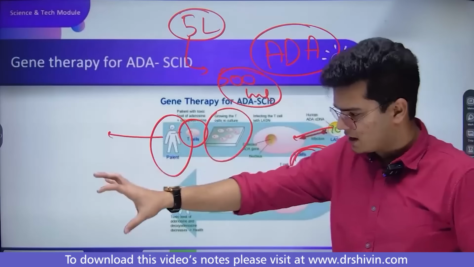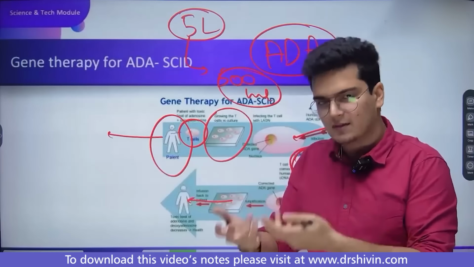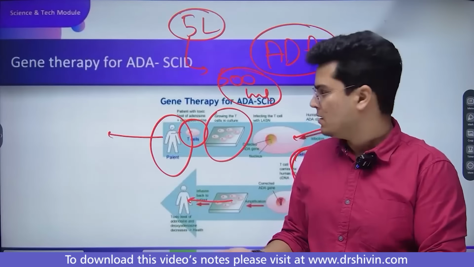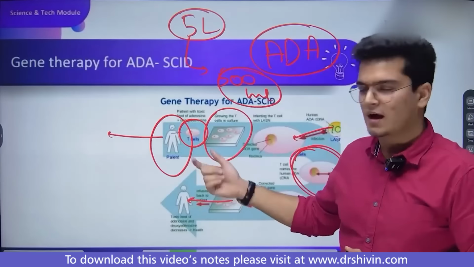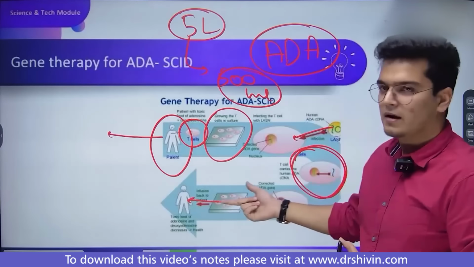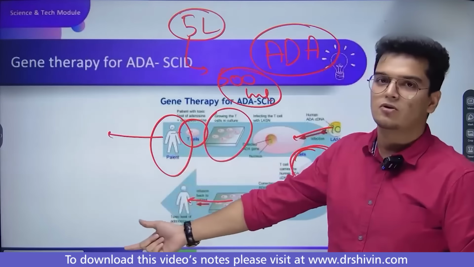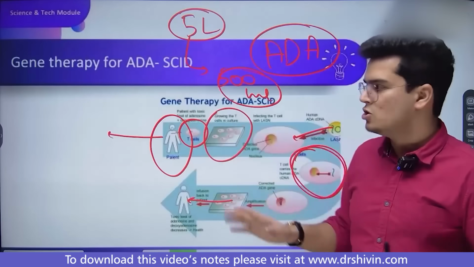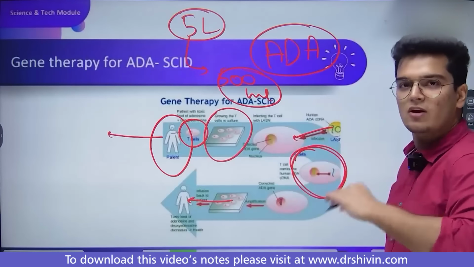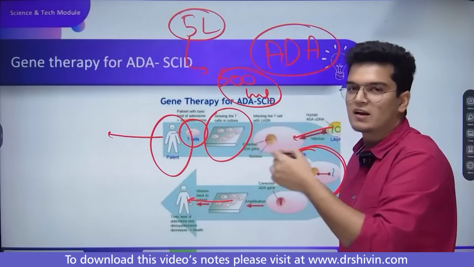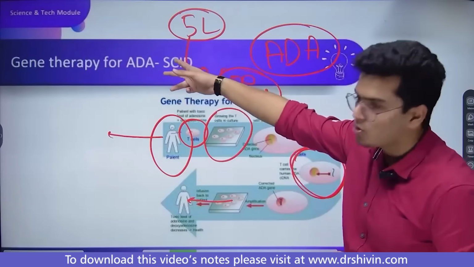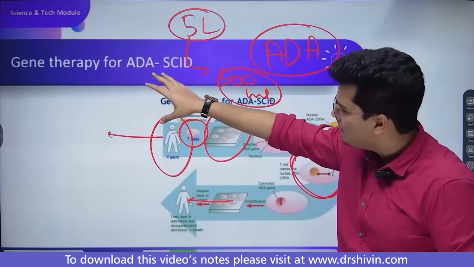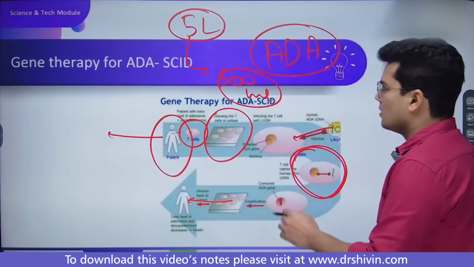So I will extract 500 ml of blood. I will take the T cells and genetically give them the ADA gene. Then the ADA gene will lead to production of adenosine deaminase, and these T cells will become normal. So I have to do this process over and over again. Multiple rounds are required. This is in vitro gene therapy. Gene therapy being done in a lab.